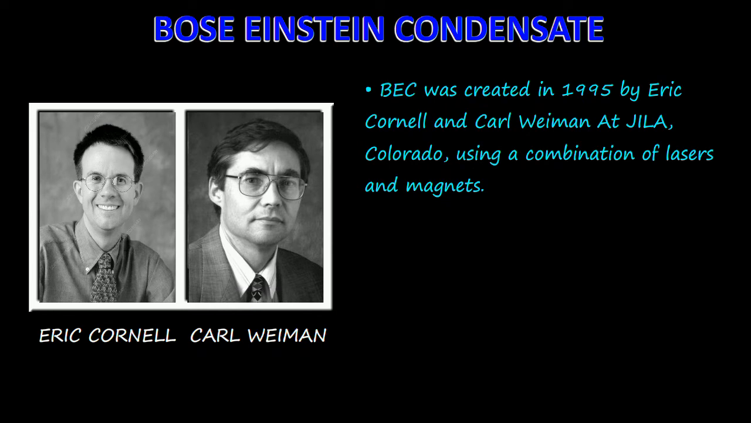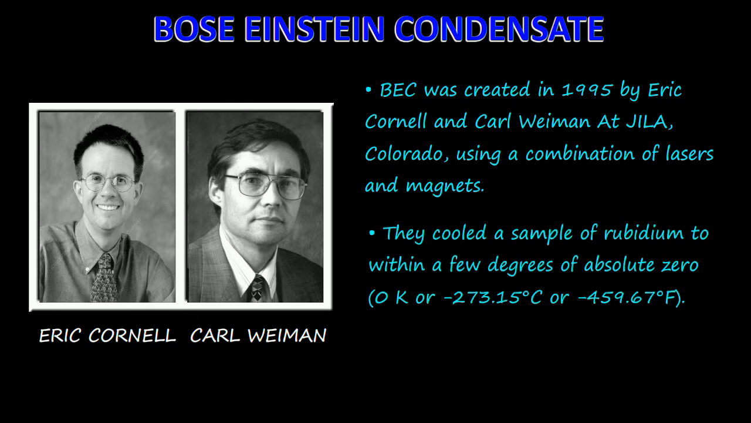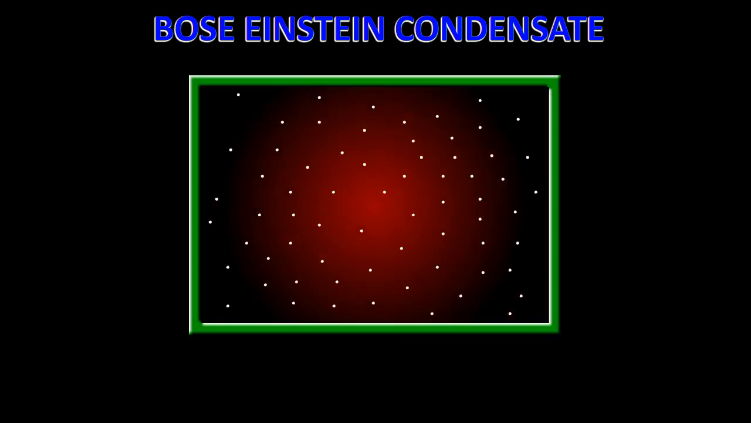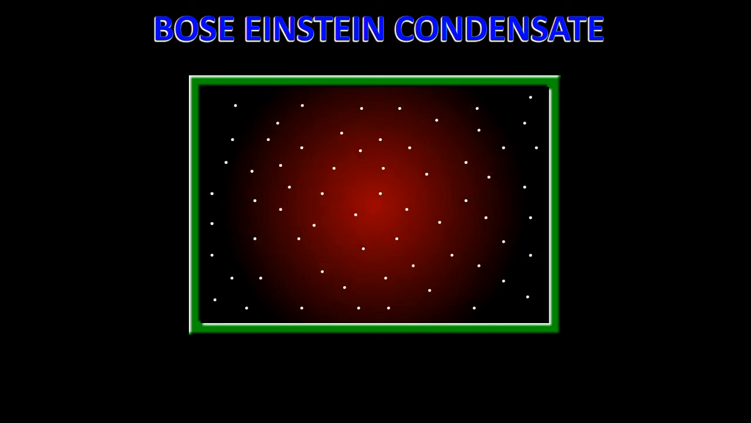Eric Cornell and Carl Wieman, scientists at the Joint Institute for Laboratory Astrophysics in Boulder, Colorado, cooled a sample of rubidium to within a few degrees of absolute zero. It was not easy to cool a substance to such a low temperature by normal means. Temperature depends on atomic motion. If somehow the motion of these atoms could be restricted, then cooling could be effected.